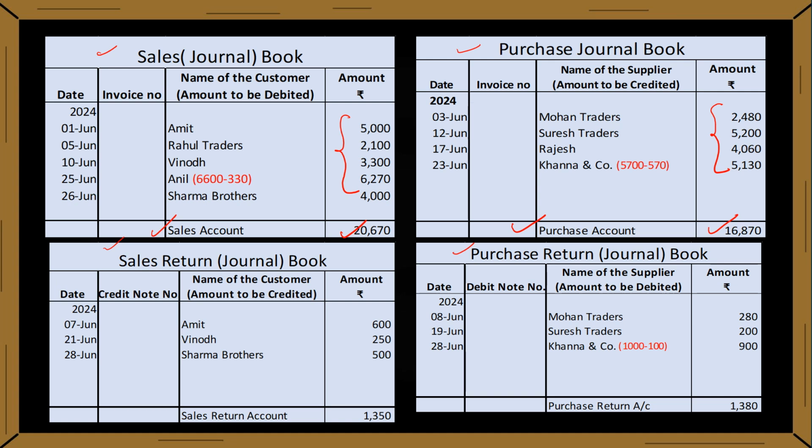In the sales return journal book, the amount total will come to 1,350, which has to be transferred to the sales return account, and in the purchase return journal book, the total of the amount column is 1,380 and it has to be transferred to the purchase return account.